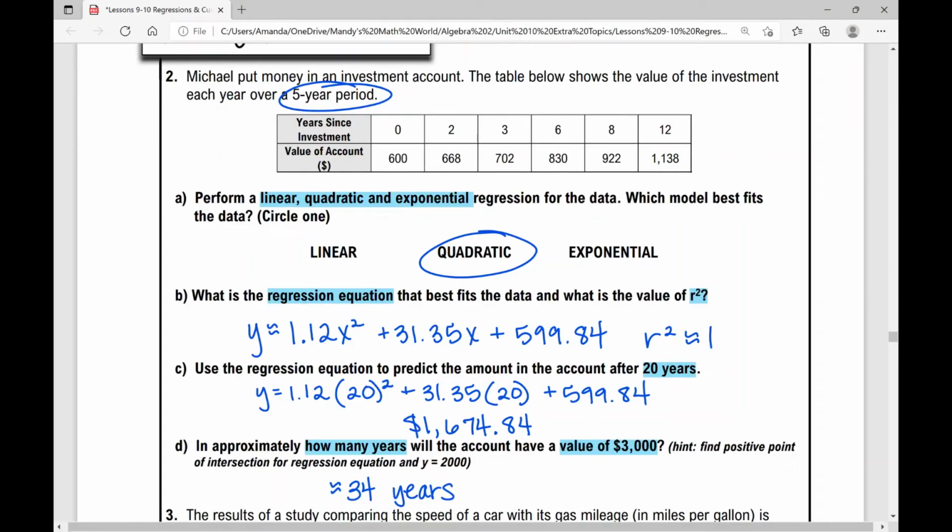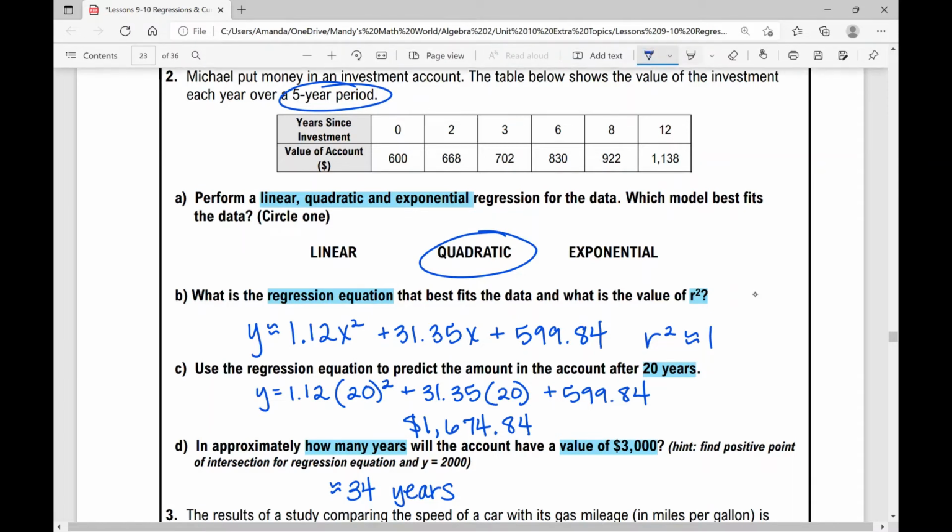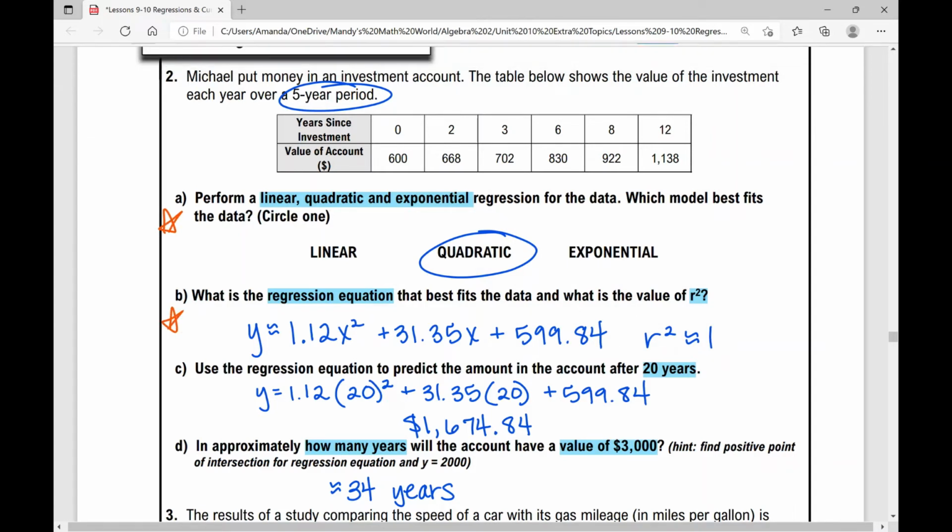We've just used our calculator to figure out all of this information, and I want to make sure that you have written it down correctly. So we have chosen that our quadratic regression is the best model to fit our data. I'm going to change colors here. Quadratic model is the best one that fits our data. Here is the regression equation. We've rounded it right here. We've even rounded the r² value to approximately 1. It's almost perfect. And then we're using that rounded equation, the approximate equation, to find the amount in the account after 20 years.